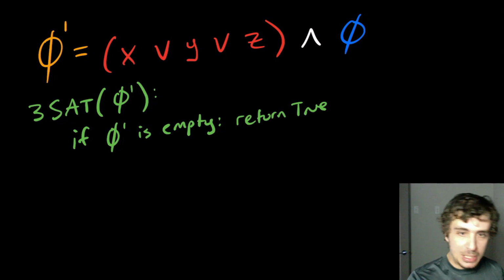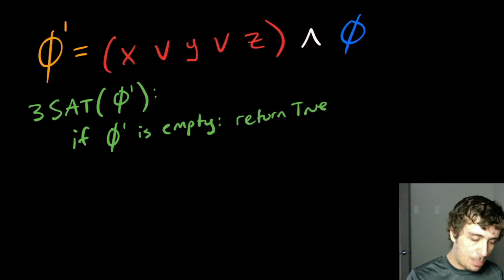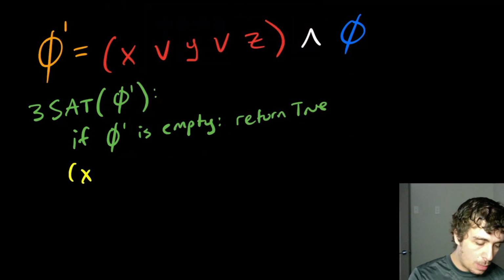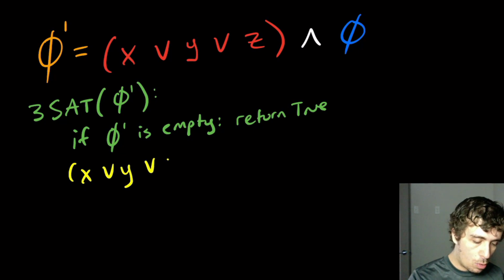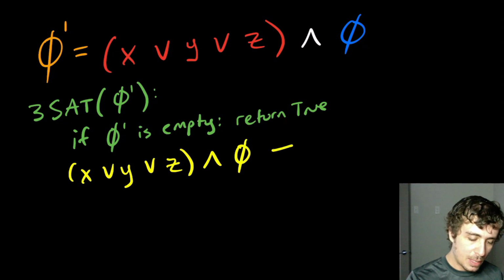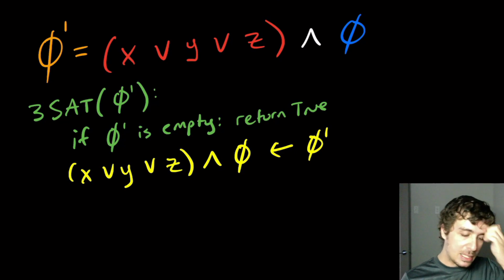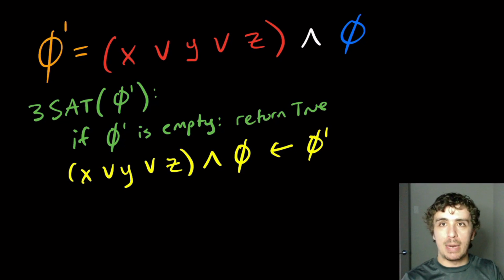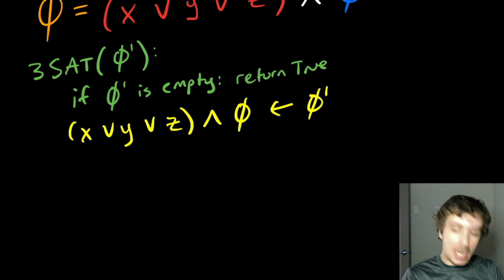So what we can say is that this formula right here, this phi prime, is something of the form x or y or z, and something else. I'm just going to set that to be what phi prime is. So phi prime is some clause I'm going to call x, y, z, and some other clauses I'm going to call phi. So then let's just try the two possibilities.